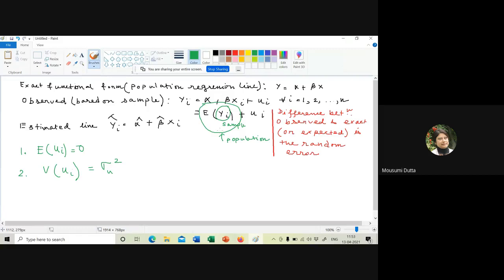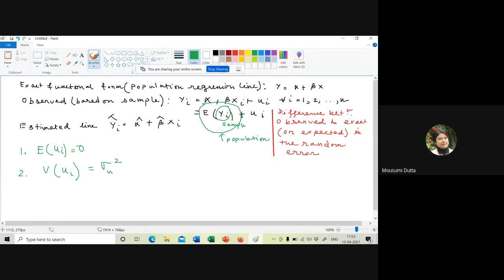The population line indicates the exact functional form. There is no observation, so there is no question of considering expectation. When I am collecting the observations, that is when I am talking about the sample observations, I have yi in my hand. In that case, the expected value of the sample observations will be exactly equal to alpha plus beta x.